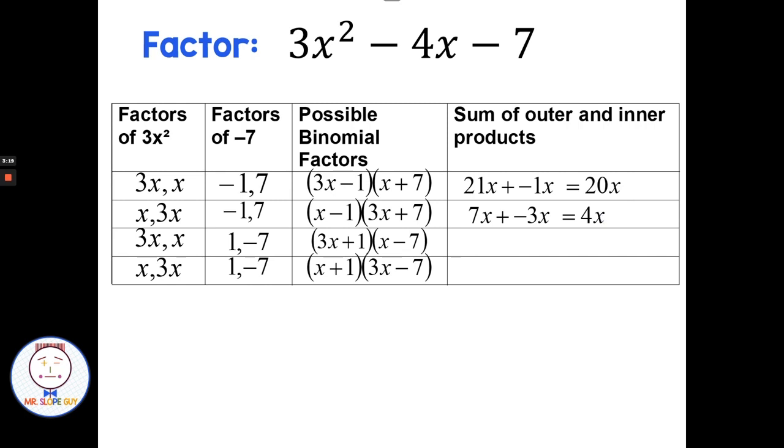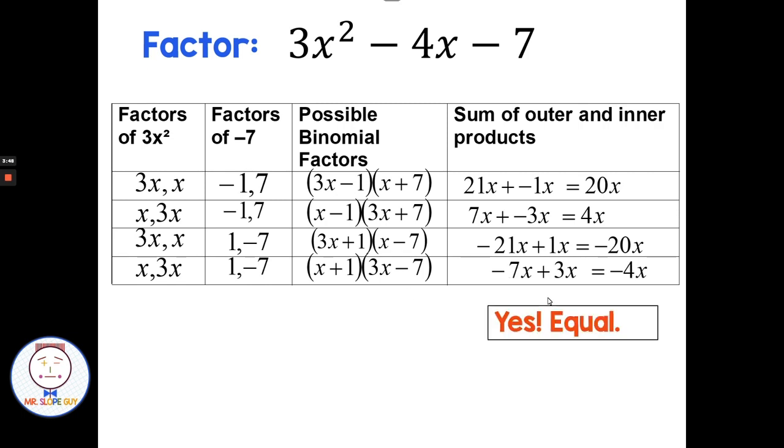So it doesn't look like negative 1 and positive 7 work, so maybe it's positive 1, negative 7. Let's try the outside on this one. 3x and negative 7 multiply to negative 21x. And then inside, 1 times x, 1x, and those add up to negative 20x. That does not match the middle term either. So now I'm down to my last combination. If I do outside, I get negative 7x. Inside, I get 3x. And yay, it finally came out. I got negative 4x. That matches my middle term.